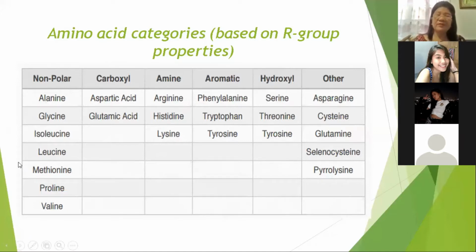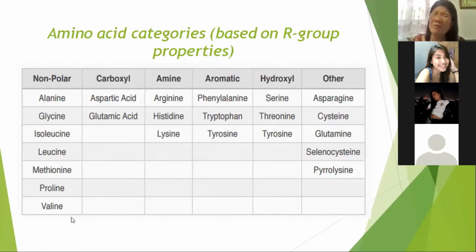They are non-polar. What do you mean by non-polar? Non-polar, meaning they could not be, okay. Ang solvent nga kinahala nato is also a non-polar. So what are these non-polar? Later on, we'll look at them one by one and look at their structure. The non-polar are alanine, glycine, isoleucine, leucine, methionine, proline, valine.